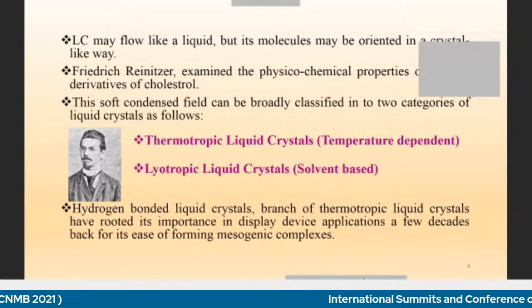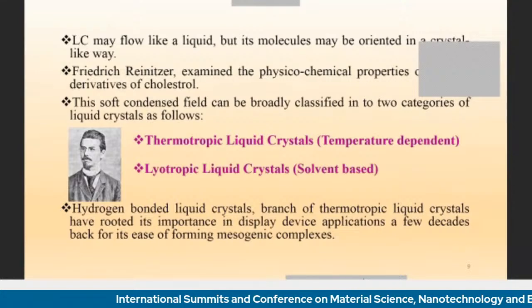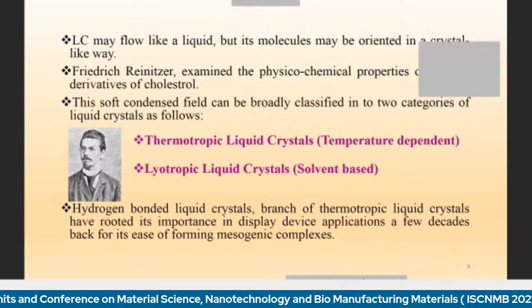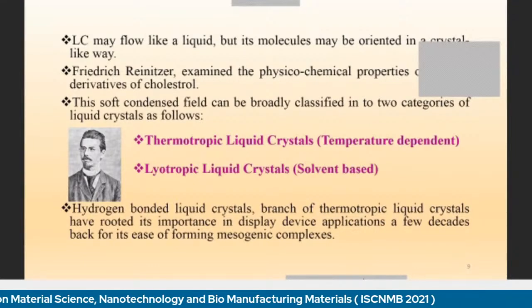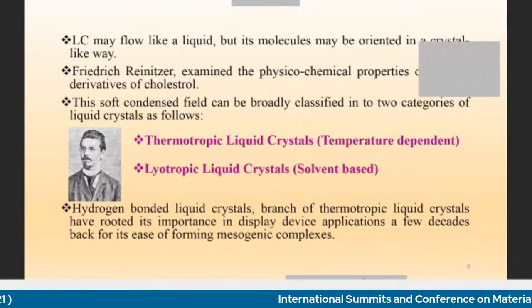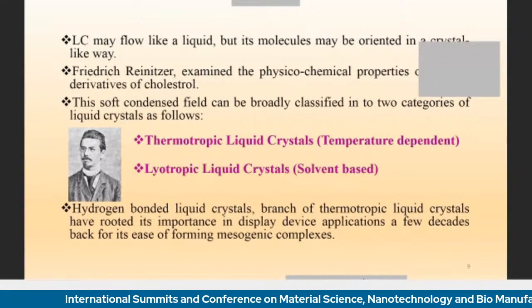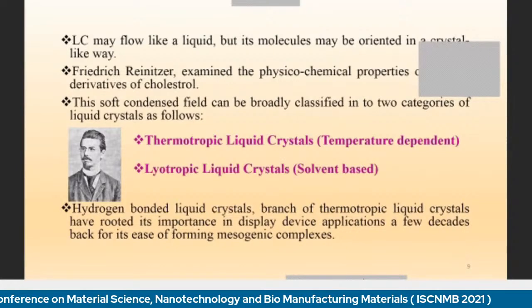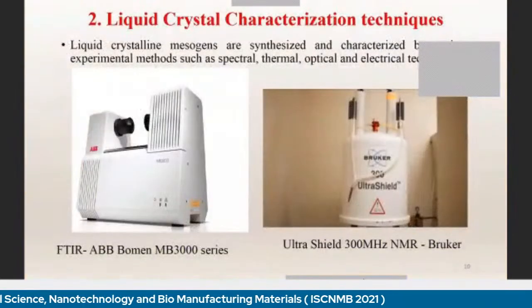When we heat it and when we cool it, we get intermediate phases rather than a direct phase transition. For example, if we take ice and start melting, it becomes pure liquid. Again, if you heat it, it becomes vapor. And when you cool it, the condensed vapor becomes water, and the water becomes ice. There is a direct transition from one state of matter to the other. But here we have intermediate phases exhibited when we heat or cool the system. So hydrogen bonded liquid crystals are a branch of thermotropic liquid crystals, which has rooted its importance in display due to the several properties exhibited.